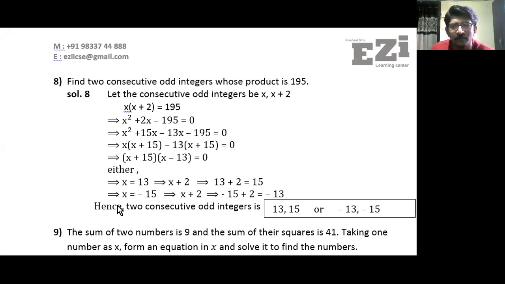Therefore, there would be two sets of consecutive odd integers. One would be 13 and 15, whose product would be 195, or negative 13 and negative 15 would be the second set, whose product again gives 195. Are you all understanding, guys, how to do these type of sums? I hope you finished till here perfectly.